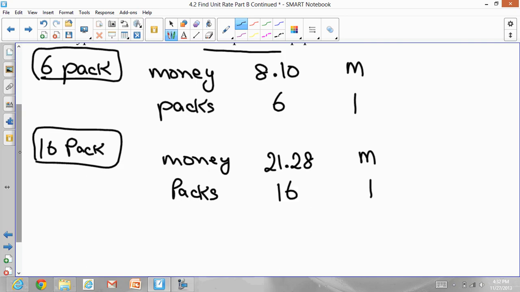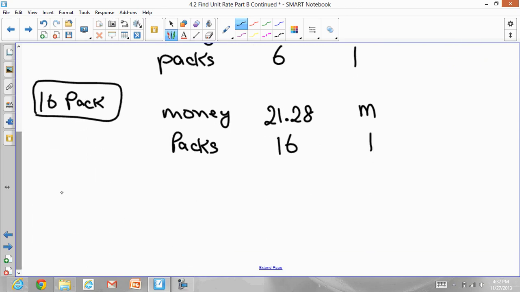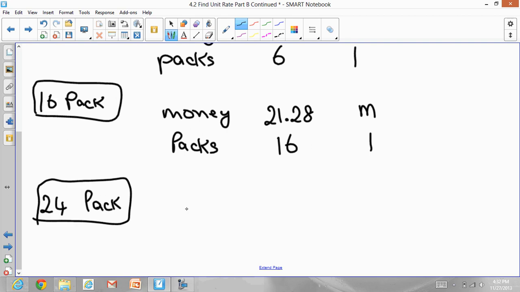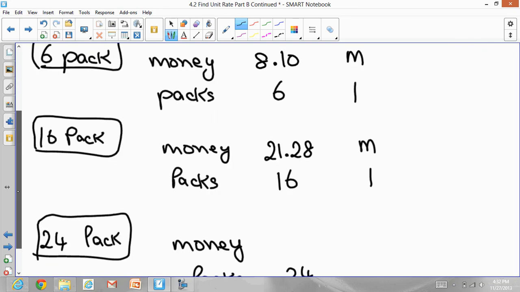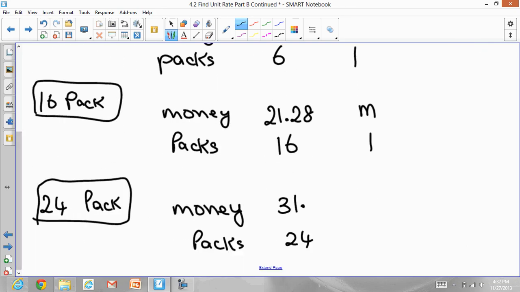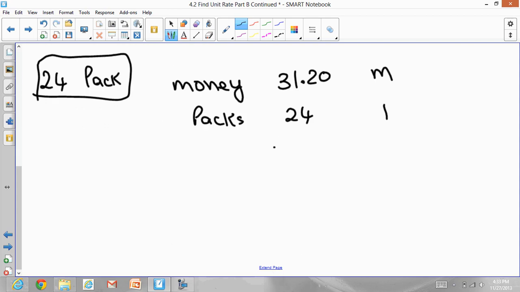Now let's go for the third one, the 24-pack. I'm going to set it up exactly like that. So money is one piece of information, and I'm comparing how many are in there. So the number of packs is 24, and the 24-pack costs me $31.20. I want to find how much it's going to cost me for one pack. And my last one is the 32-pack.